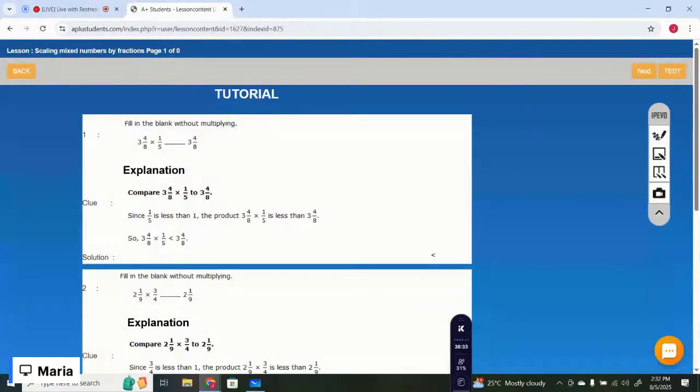3 whole 4 by 8 times 1 by 5. You are going to compare it to 3 whole 4 by 8, right? So 1 by 5 is smaller than 1, and that makes the product of 3 whole 4 by 8 times 1 by 5 even smaller than 3 whole 4 by 8. So that means 3 whole 4 by 8 times 1 by 5 is less than 3 whole 4 by 8, less it is.